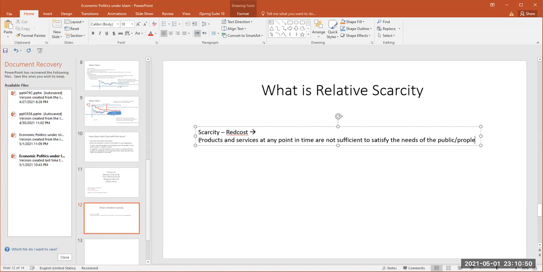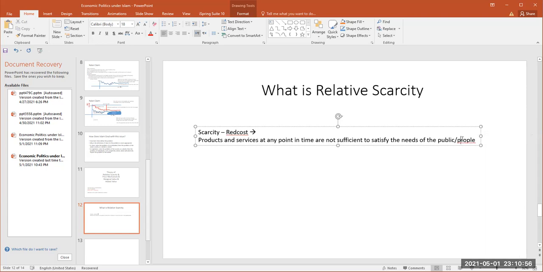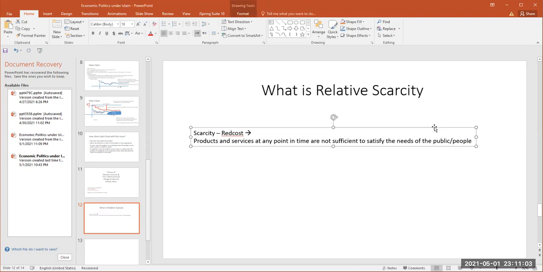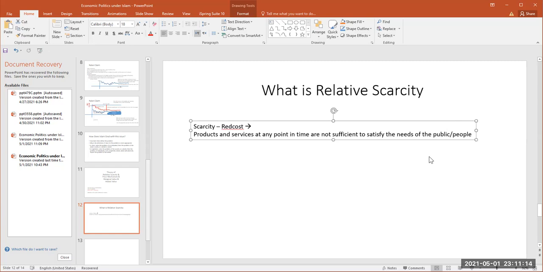Now that's what Smith came up with from his studies of economy. He said that, look, at any point of time, if there is any number of people, then their needs will always be more than what's available.